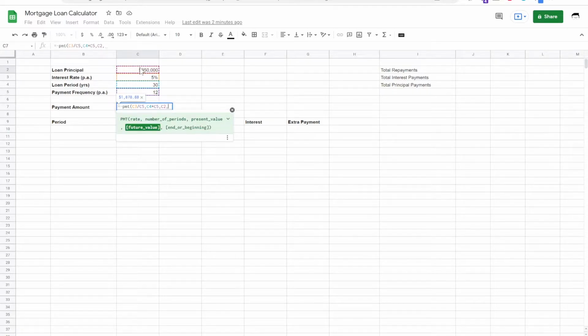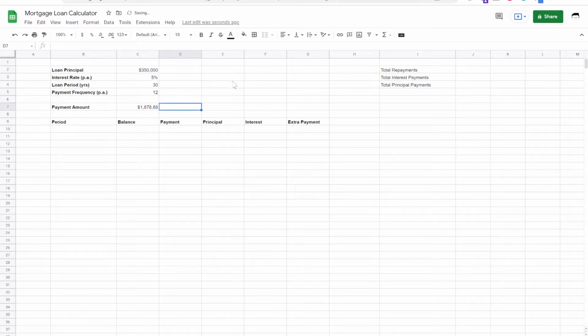And here we put in the future value. Now, if you have a loan with a balloon, that is, at the end of the loan, there's still an amount that's outstanding, which is often the case with student loans, car loans, things like that, you'd put that number in here as a negative number. However, for our purposes, we put a zero, as we want our mortgage to completely expire at the end of 30 years. And then we close that, giving us a payment amount of $1,878.88. So let's get into the schedule.